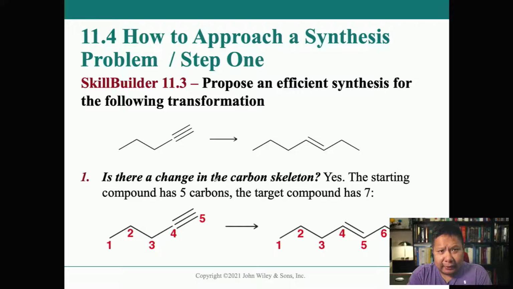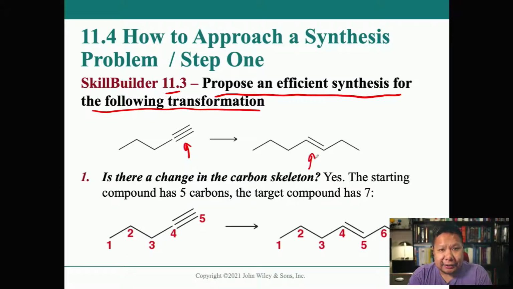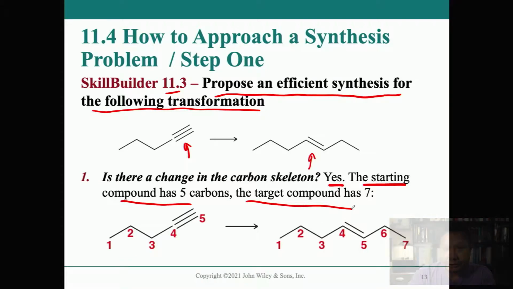For Skill Builder 11.3, we're going to propose an efficient synthesis for the following transformation. We want to go from this terminal alkyne to this alkene. So let's answer the questions. Is there a change in the carbon skeleton? Well, the answer is yes. The starting compound has 5 carbons, and the target compound has 7 carbons. Let me show you. Right there, there's definitely 7 carbons. So the answer to the first question is yes.